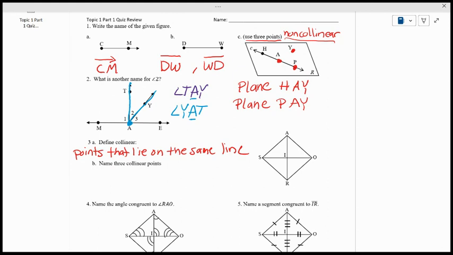So 3b, name three collinear points. Again, I'm just going to start at S. That's what makes sense to me. And I'm going to go across S, I, O. These are points, so you need to separate them with commas. But as with many things in geometry, there's a lot of different answers. So you could have also used A, I, R. You could have also reversed it, R, I, A. There's 4 different answers here. I gave you 2 of them.